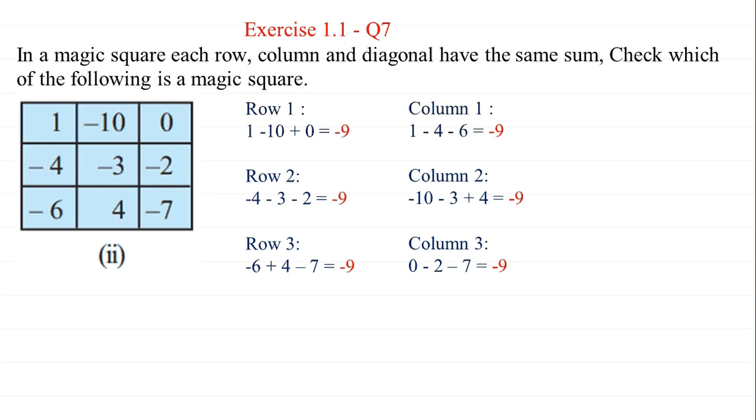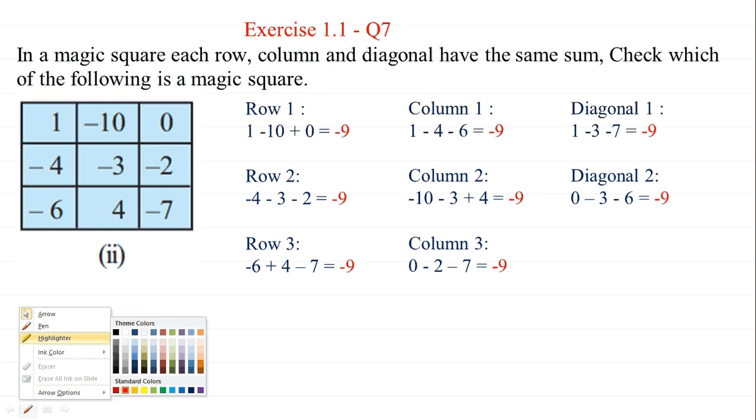Now we'll take the diagonals, meaning the cross ones. The first diagonal is 1, minus 3, minus 7. These are the numbers on the first diagonal. So 1 minus 3 is minus 2. Minus 2 and minus 7 is minus 9. Now the second diagonal has the numbers 0, minus 3 and minus 6. So minus 3 and minus 6 is minus 9.